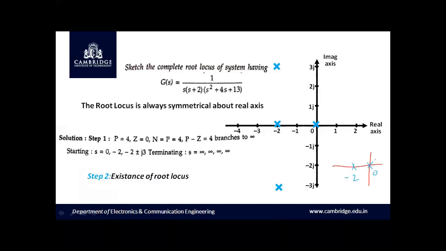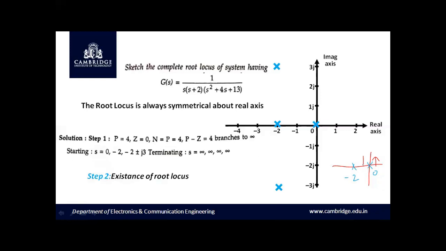Now let us check for the existence of root locus on the real axis. Let me take a point here and look towards the right side and ask the question whether you are able to see any poles on your right side. In this case, we don't have any poles and zeros. Therefore, root locus does not exist in this region.